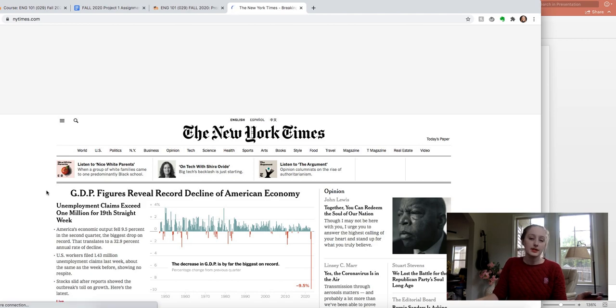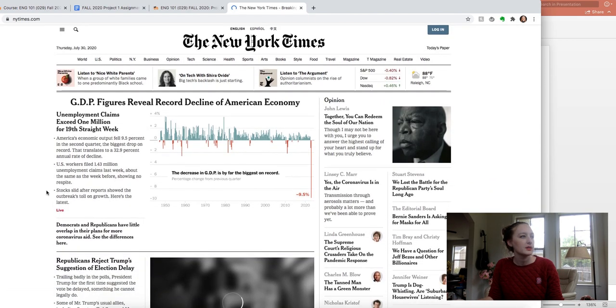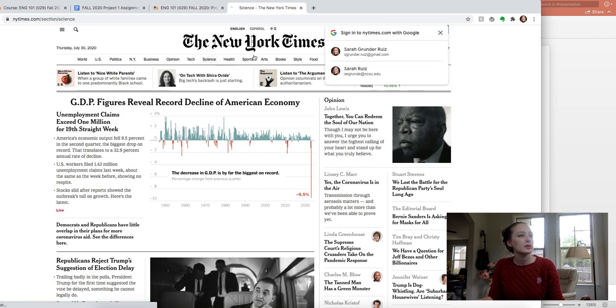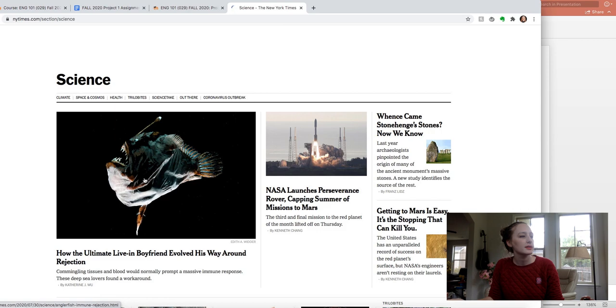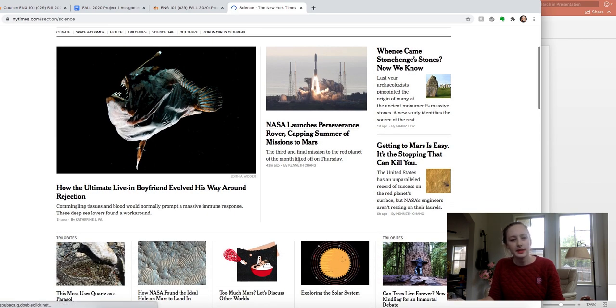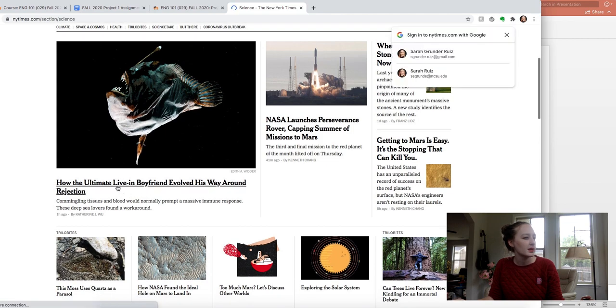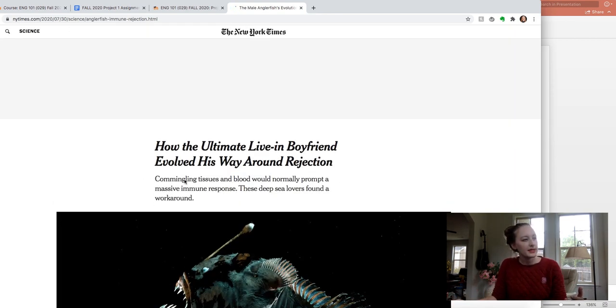New York Times looks very different from Cosmo and Southern Living, Psychology Today, and BuzzFeed. Very different. So they even have a science section. Let's look at the science section. Oh, that is an ugly fish. I like it. Okay. Oh, sorry, I'm getting interested in these. How the ultimate live-in boyfriend evolved his way around rejection. So, getting your interest here.